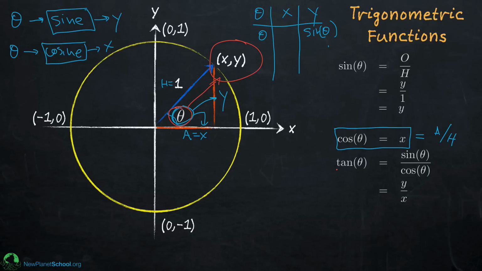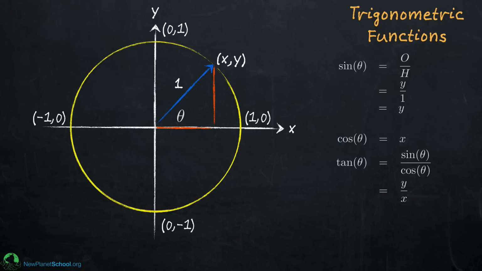Okay, now the tangent, which is right down here, is simply defined as the sine over the cosine, which is y over x. And if you work that out, that is also the opposite over the adjacent. So let me clean this up a little bit. So the tangent of theta is the opposite, which is equal to y, divided by the adjacent, which is equal to x. This length divided by this length. And you can just see that that is the same thing as sine divided by cosine.